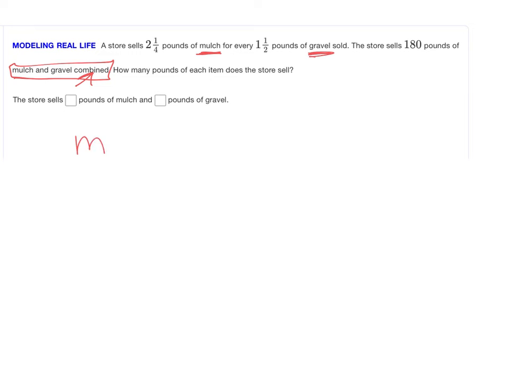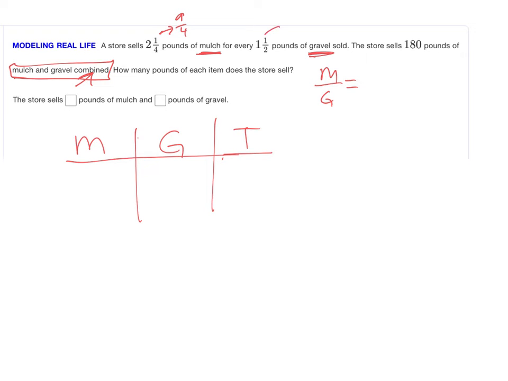We've got mulch, and we've got gravel, and we want to know total. Okay, so mulch to gravel. And I'm going to turn these into improper fractions. So this improper fraction will be 9/4. This improper fraction will be 3/2. So 9/4 over 3/2 is kind of like the boys to girls was 3/4. It's 9/4 to 3/2. Okay, so let's write this in our table, 9/4 to 3/2.